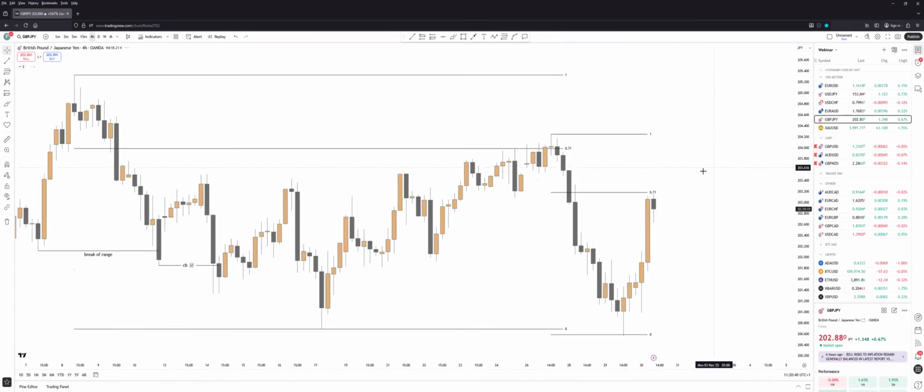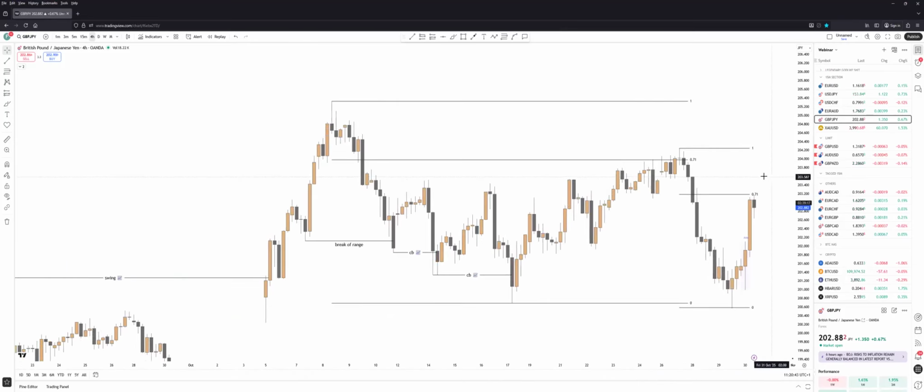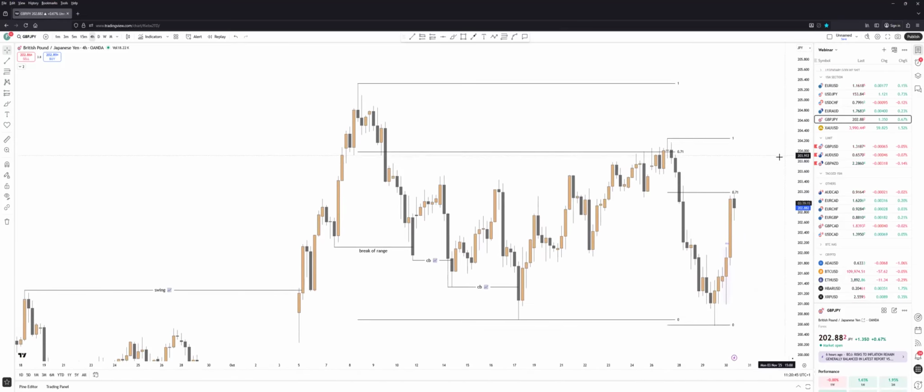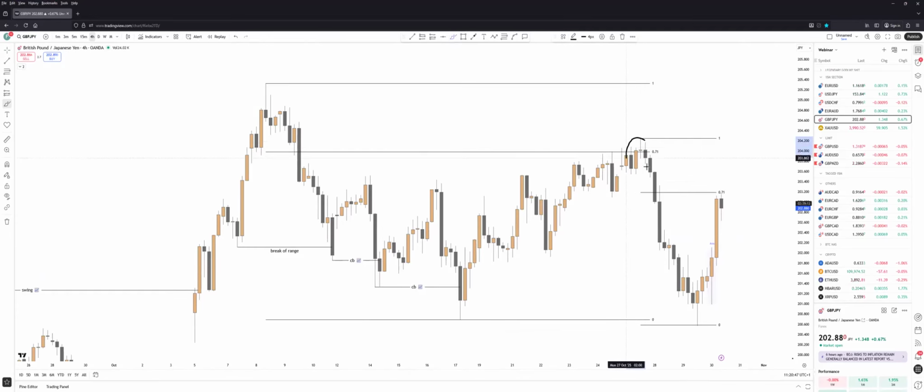Next up is GBP JPY. On GBP JPY, what we had here is that, previously we just mitigated the extreme 71 level range right here from where we aggressively dropped down. And from this drop down, what price did here is that it swept out the extreme low point.